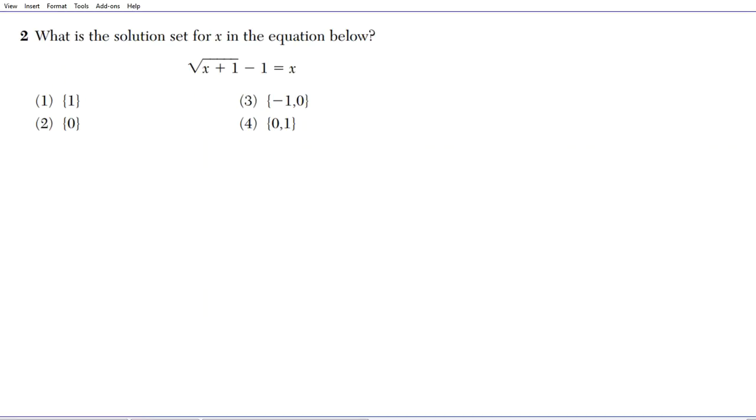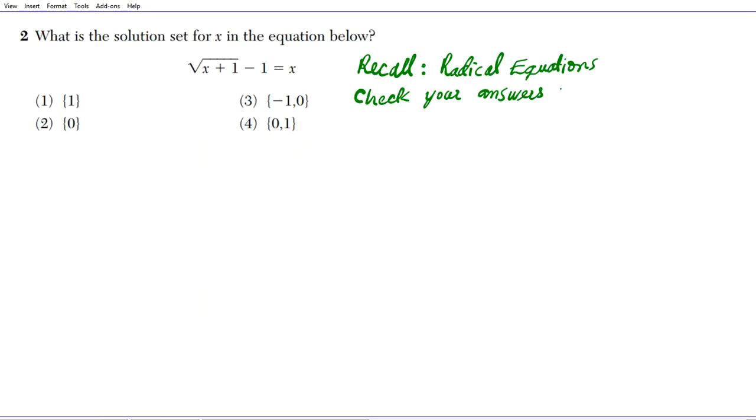the solutions to radical equations, something you want to recall that has to do with radical equations: you always have to check your answers for something called extraneous solutions. Okay, what are extraneous solutions? Extraneous solutions are answers that you get while solving but do not satisfy the original equation.